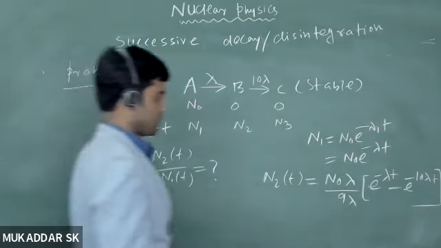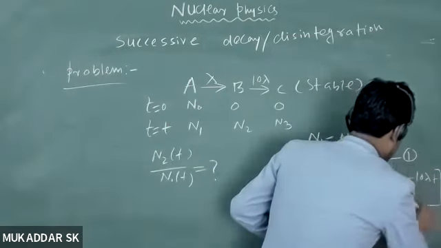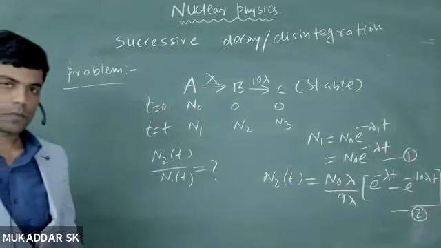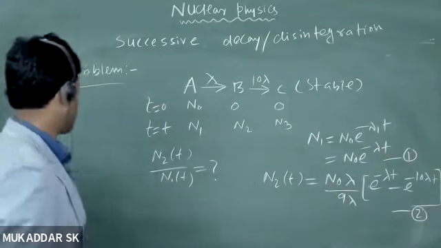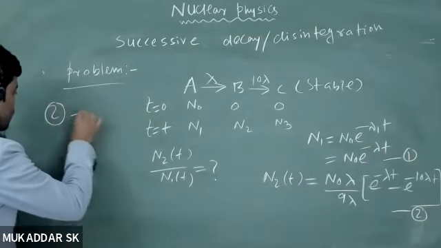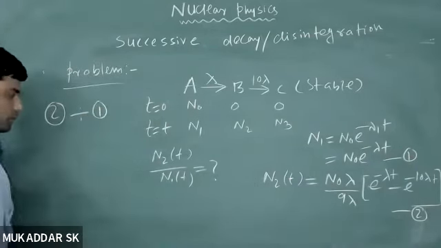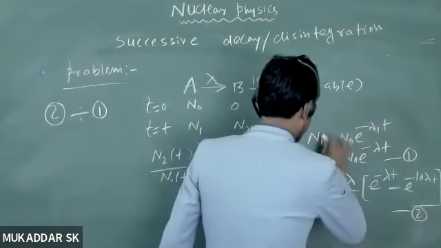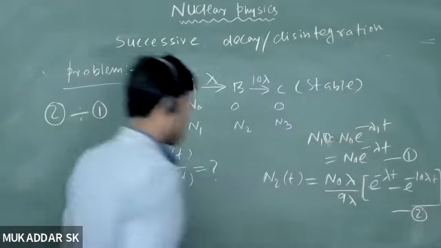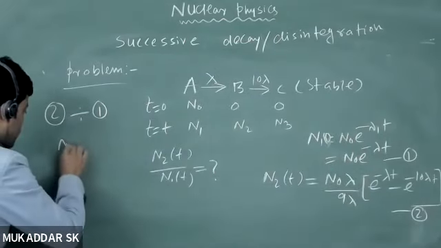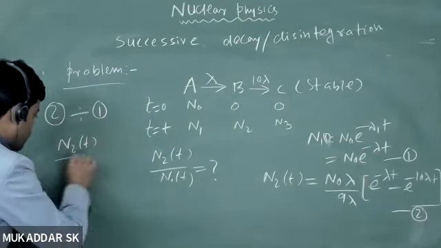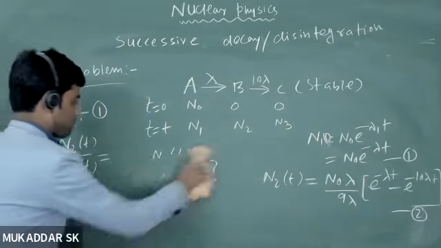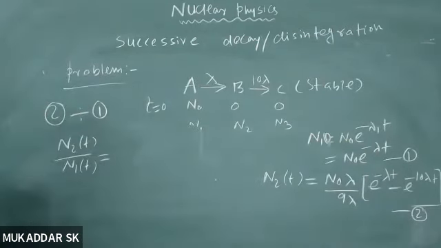Let us take this as equation number 1 and this as equation number 2. Now if I divide equation 2 by 1, you can write this as N1 of t also. If you divide equation 2 by 1, I'll get N2 of t by N1 of t, and that will be how much?